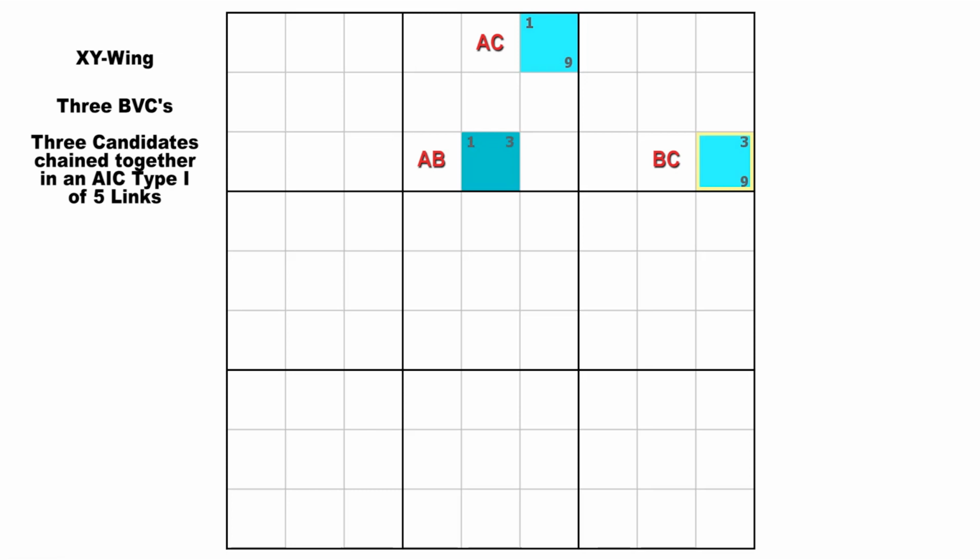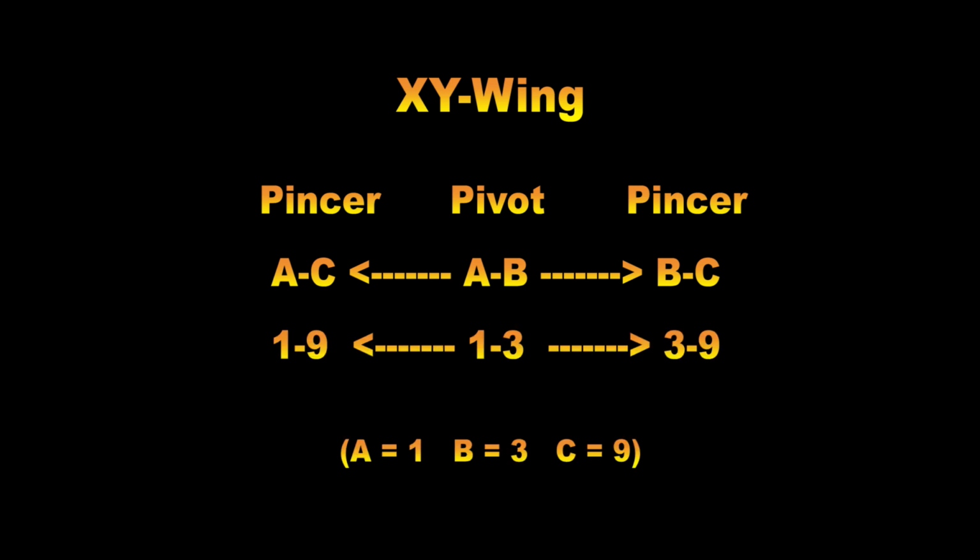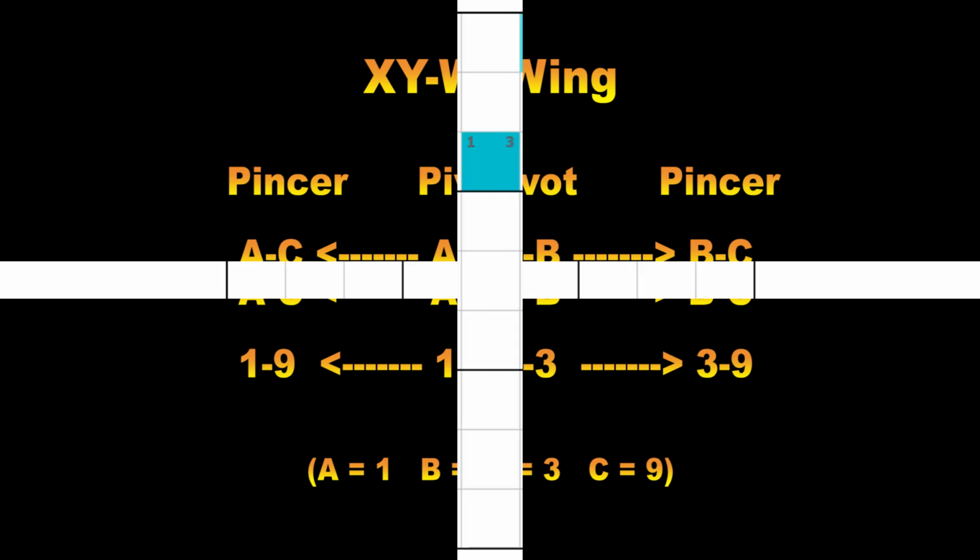So an XY wing will always have a configuration that looks like this: three bi-value cells with candidates A, B, and C. A, B, and C can of course be any three candidates, but in the example we just saw, A is 1, B is 3, and C is 9. So the pivot is 1, 3, and one pincer is 1, 9, and the other pincer is 3, 9, okay?